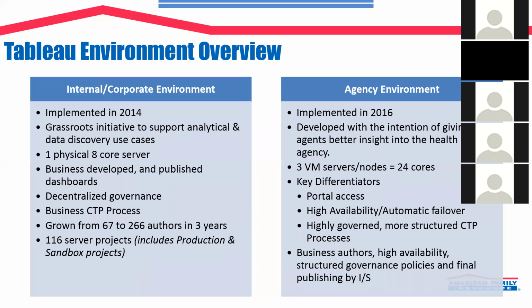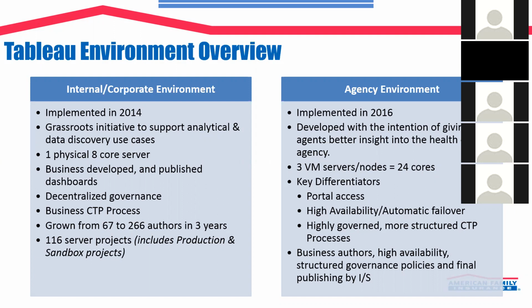that are appropriate. We've grown from 67 desktop licenses when we first went live in 2014 to now we're at 266. And that group is across many divisions across the company, which I'll show you in a minute. We have 116 server projects to support our uses. That does include both production and sandbox type of projects.